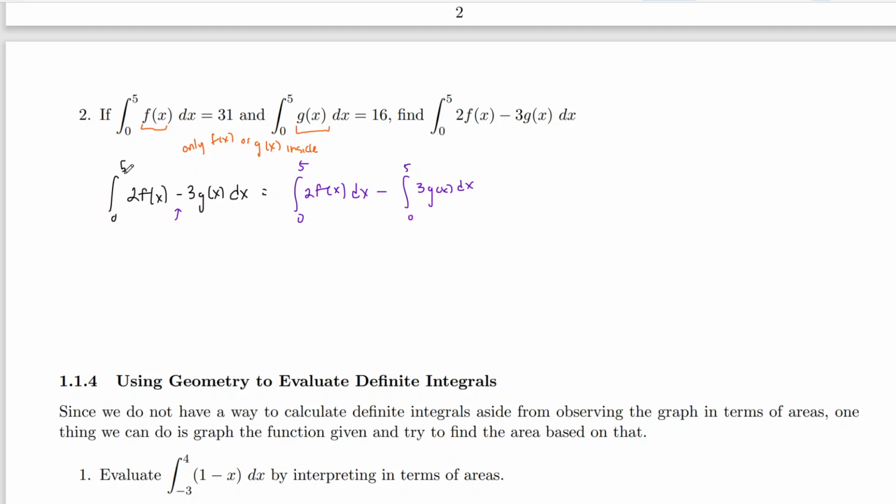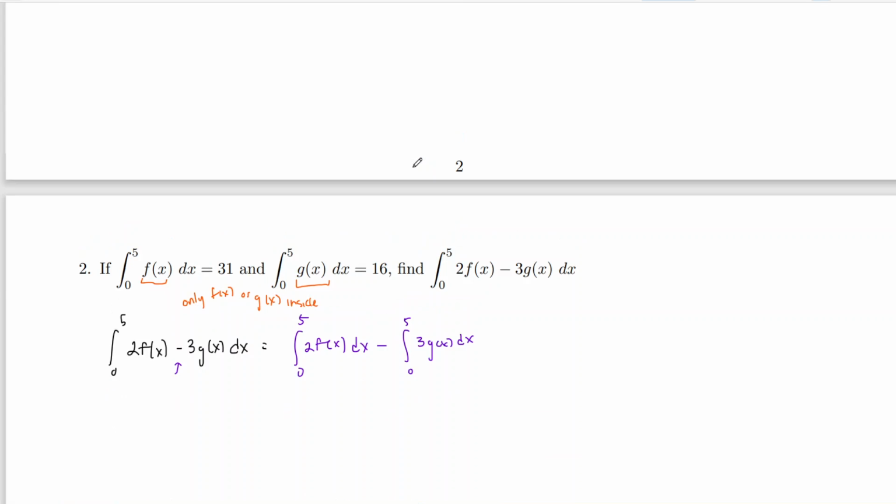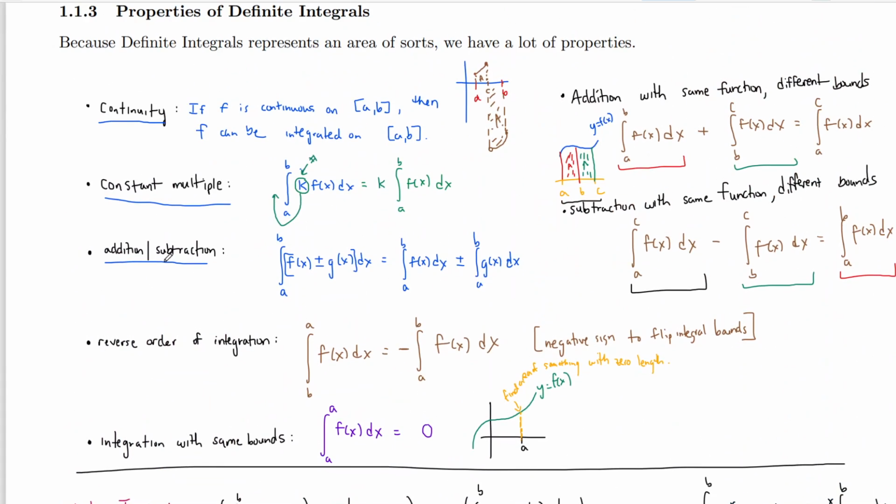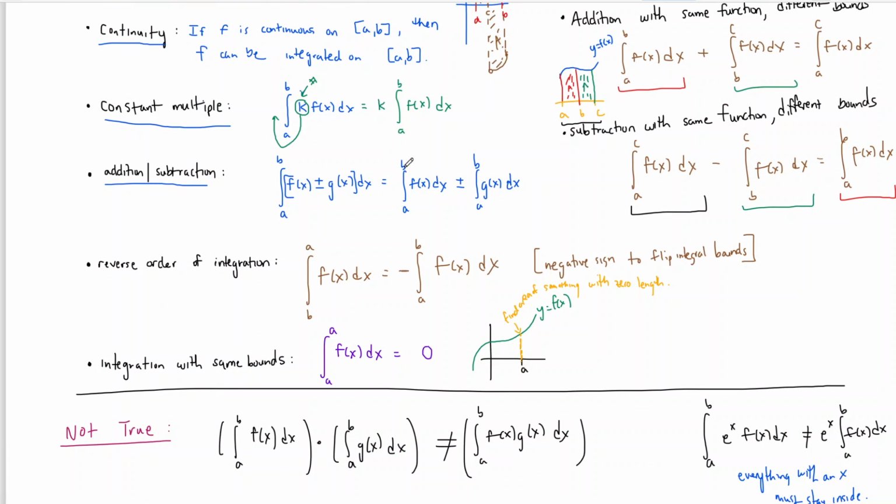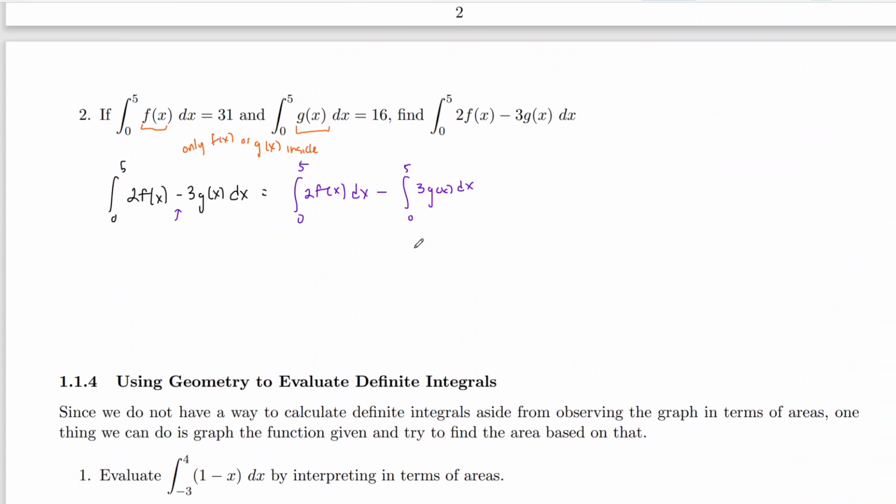Right, and that's exactly what it looks like. If we're adding or subtracting inside, we split it up and make two integrals. So this is exactly our addition or subtraction rule with subtraction. Notice that when I integrated, both the limits stayed the same and we put a dx on each. So you have to make sure you do that. We're going from 0 to 5, so each one goes from 0 to 5. Both have a dx.